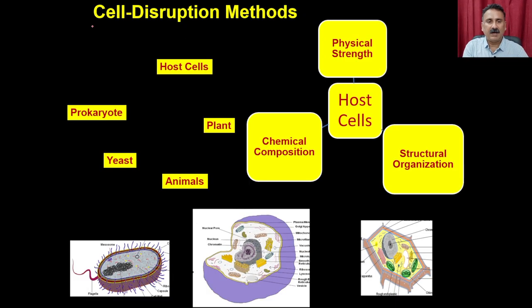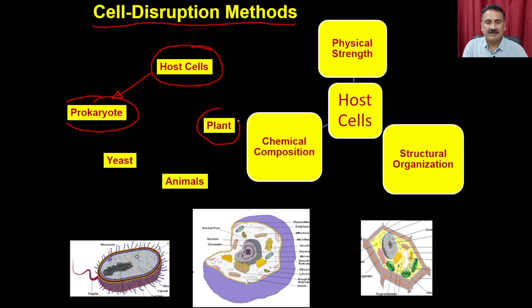When we talk about cell disruption methods, they are dependent on the host cells. You can remember that we were talking about the different types of host cells: the prokaryotic cells, the plant cells, the yeast cells, and the animal cells. The prokaryotic cells are the bacteria where we can overexpress the protein, or you can have the eukaryotic choices like plants, yeast, or animals.